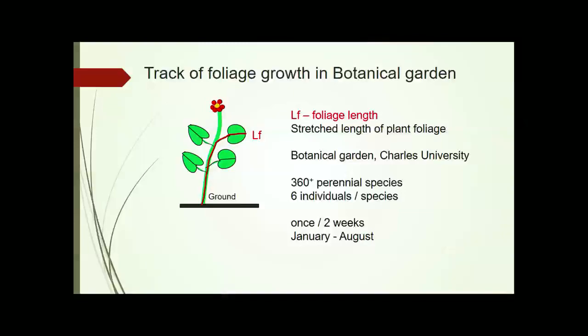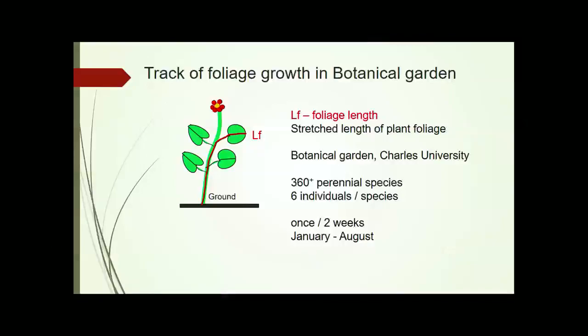So first of all, I tracked the foliage growth rates in the botanic garden for about 300 perennial herbs. Why in a botanic garden? Because it would be time-consuming to collect about 300 species in the natural field. While in the botanic garden, the species grow in their optimal habitats, and it's easier to track the 300 species during the whole growth season. And for each species, I measured the stretched foliage length.